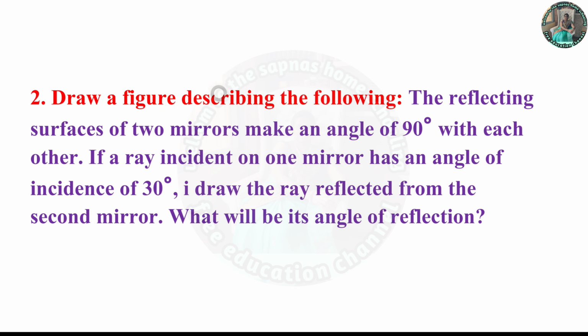Question 2. Draw a figure describing the following. The reflecting surfaces of two mirrors make an angle of 90 degrees with each other. If a ray incident on one mirror has an angle of incidence of 30 degrees, draw the ray reflected from the second mirror. What will be its angle of reflection?